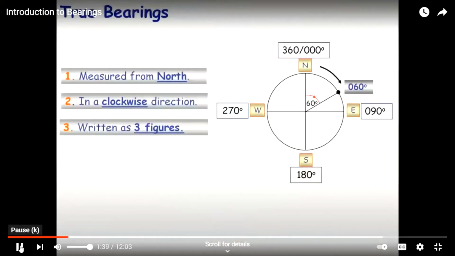That most commonly used, so we'll do it first, is called true bearings. So true bearings start at the north, so traveling in the northerly direction.